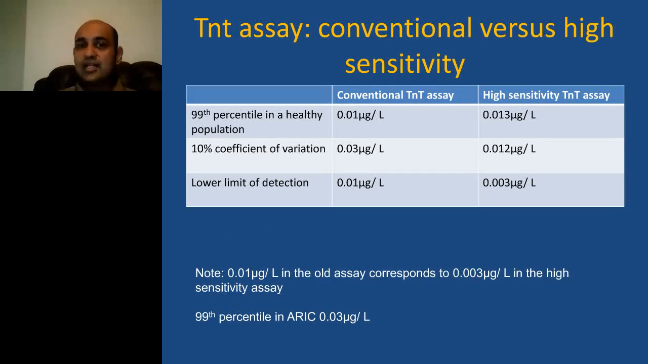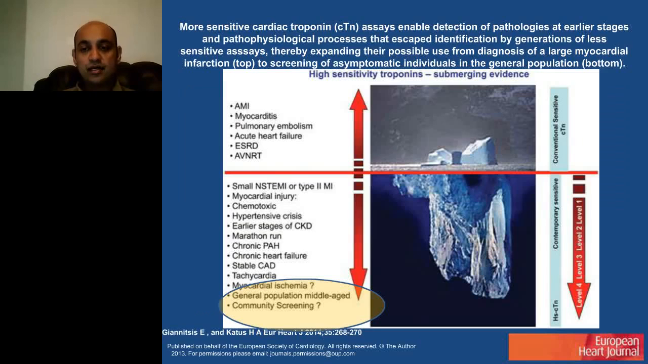So for the conventional assay, you can see there the 99th percentile in a healthy population is about 0.01 micrograms, while the higher sensitivity assay is about a 10-fold decrease. The 99th percentile is similar, but the coefficient of variation is achieved at a lower level for the higher sensitivity troponin, and the lower limit of detection is about 10-fold more sensitive. Essentially, now with this higher sensitivity troponin, it changes the playing field a little bit.